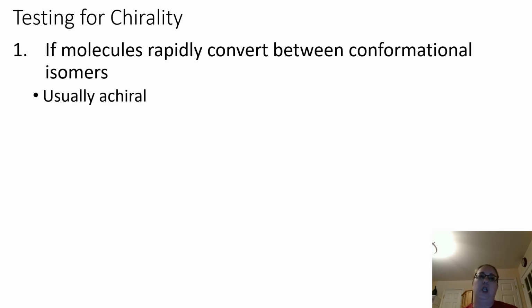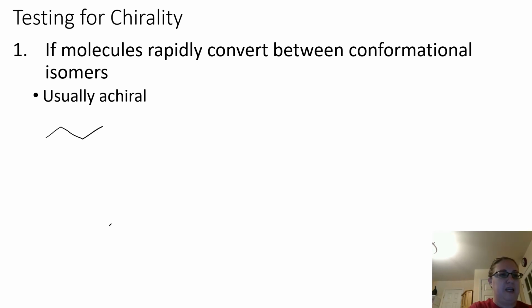Some of the things we're going to look for when testing for chirality, because one of the things we want to be able to do is look at a molecule and state whether or not it is a chiral molecule. One of the tests we're going to do is if a molecule can rapidly convert between conformational isomers, it is usually going to be achiral, meaning it has a superimposable mirror image. What we mean by this is you have to make sure that you account for rotation around single bonds. Remember, we just had our conversation in the last chapter about how we're constantly rotating around those single bonds. So we have to watch for that rotation when we're doing our comparison for our molecules.